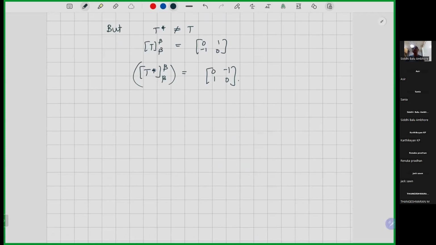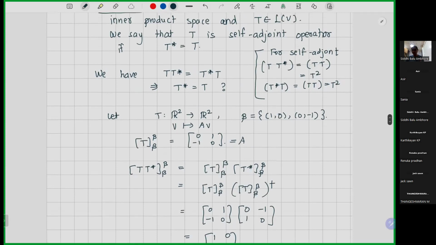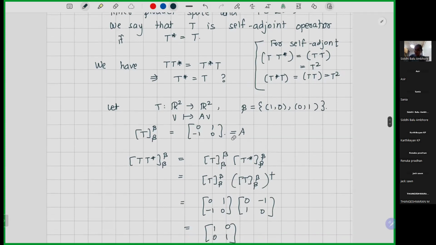No, here that T beta beta, how did that matrix come, because only the beta basis is given? What is the transformation? Okay, the transformation is this. If you want, let A be this matrix, 0 minus 1, 1 0. And we define T to be V going to AV. Then T beta beta will be this, just matrix multiplication. Here we have the standard basis, then it will be this matrix.